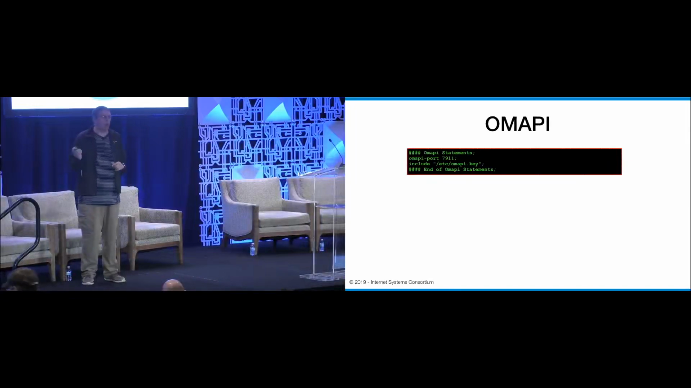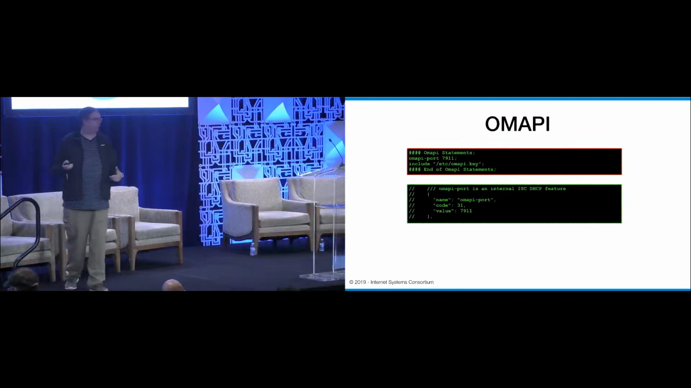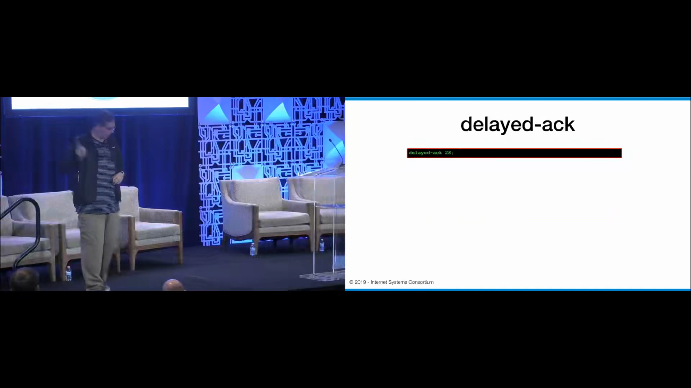Other things that are not going to work: OMAPI configuration, because OMAPI is not part of the DHCP standard, it's part of ISC's add-ons. So it's going to tell you, again in the comments, it's an internal ISC DHCP feature. This isn't going to work.